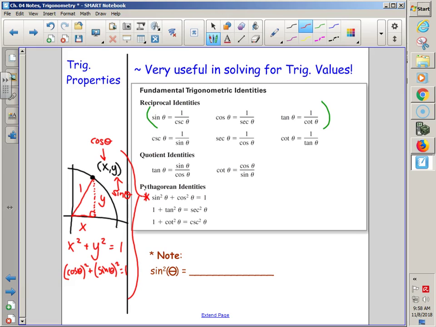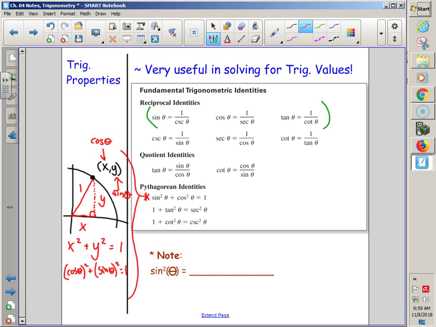Why is it called Pythagorean? Because it literally is, coming from a right triangle in the unit circle. Now, that's the first one. We're going to look at the other two in just a second as to where they come from, or maybe we'll wait and do that another day when we have a little more time.